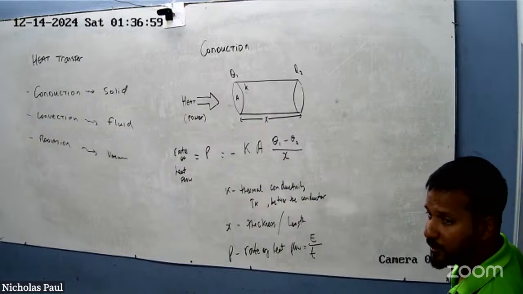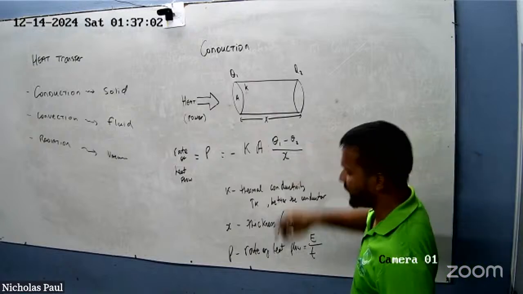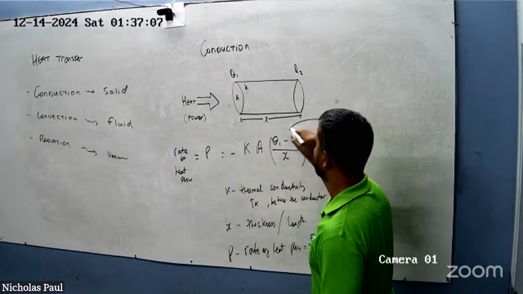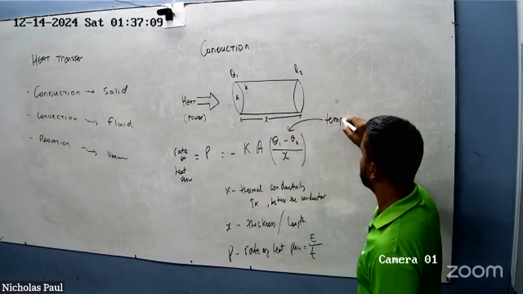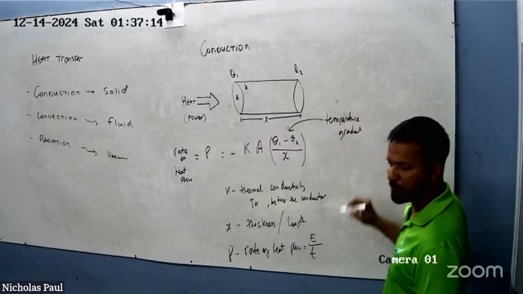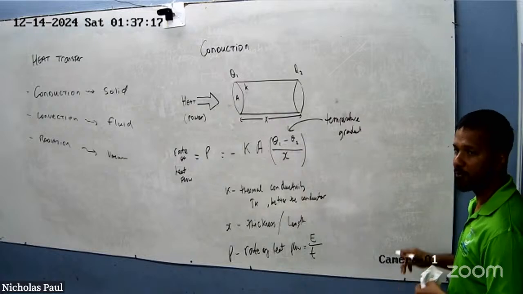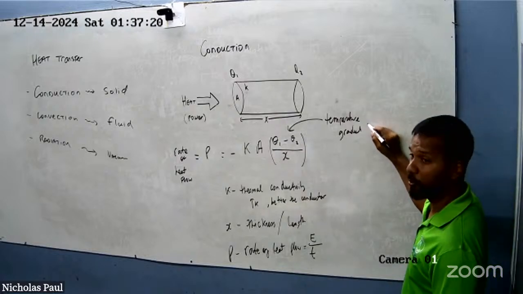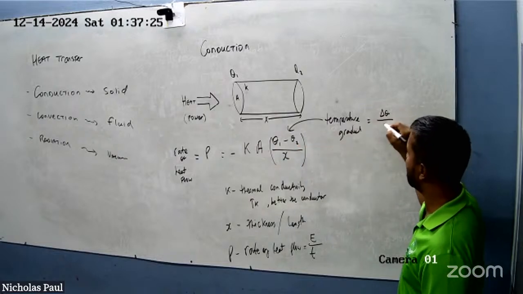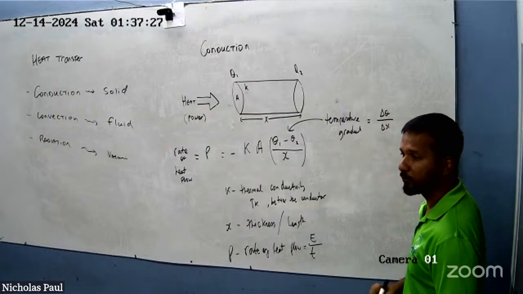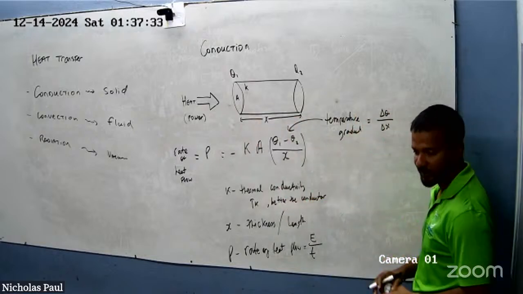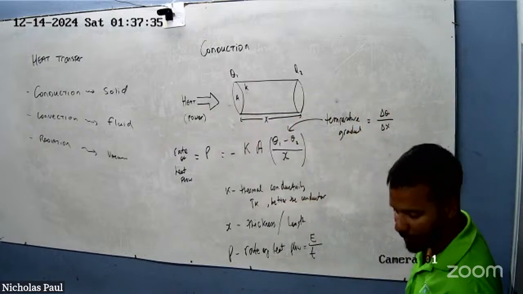So Diane, this quantity here is what we call the temperature gradient. So instead of writing it like that, sometimes we write it like this: change in temperature over the thickness. They might give you a length here and a length here, and you have to subtract, so you get a thickness. This is called the temperature gradient.